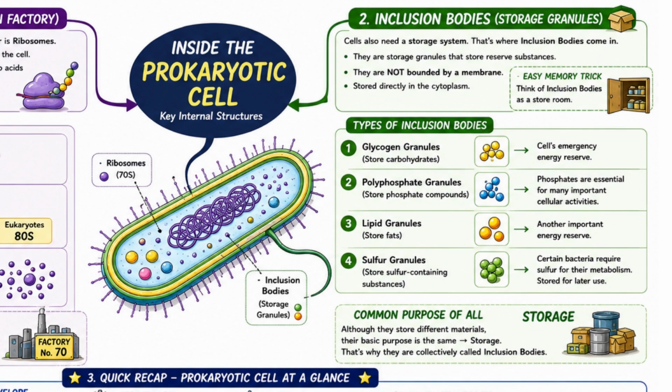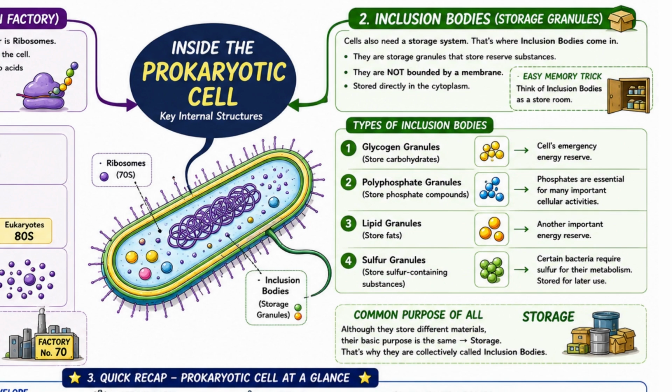Now let's look at the different types shown in the diagram. Glycogen granules. The first one is glycogen granules. These store carbohydrates. You can think of them as the cell's emergency energy reserve. Whenever energy is required, the stored glycogen can be used. Polyphosphate granules. Next, polyphosphate granules. As the name suggests, these store phosphate compounds. Phosphates are essential for many important cellular activities, so the cell stores them for future use.